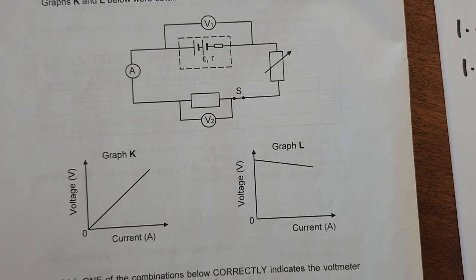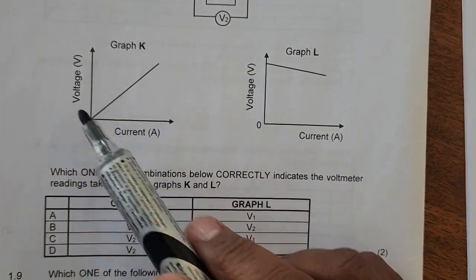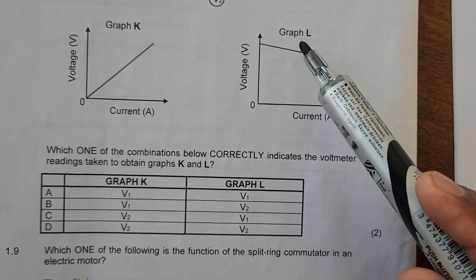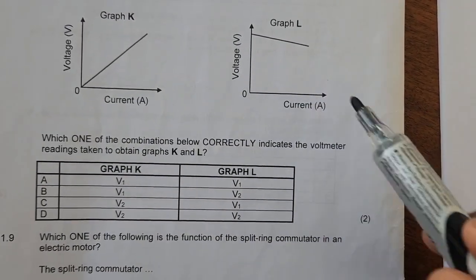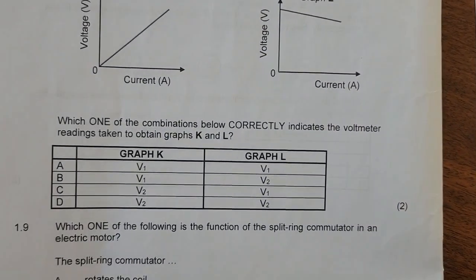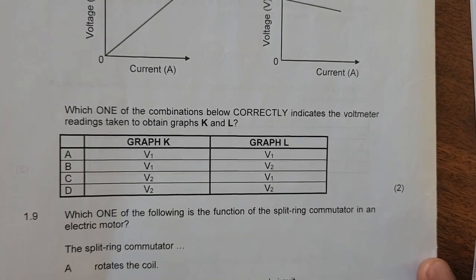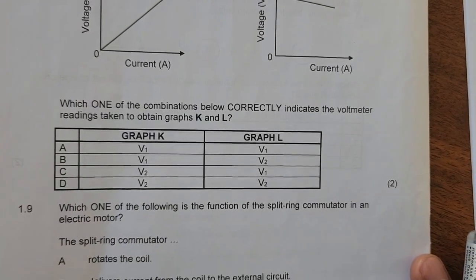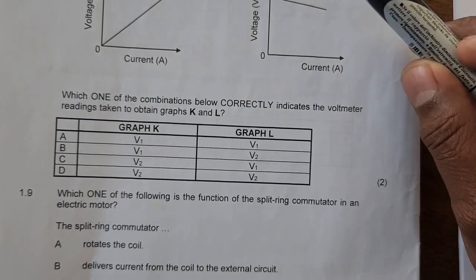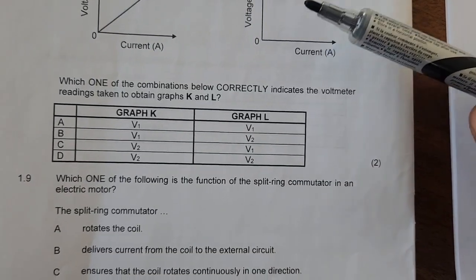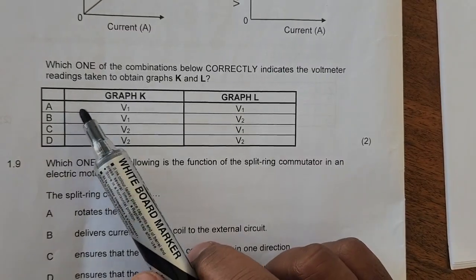Fine, no problem. Now if you look at K, in this one the voltage and current are directly proportional, whereas in this one now the two are inversely proportional. So you can see when the current increases, the voltage decreases. Which one of the following combinations below indicates the voltmeter reading taken to obtain K and L? In this case, the one that will be having internal resistance will be the second one, which is graph L, I think.